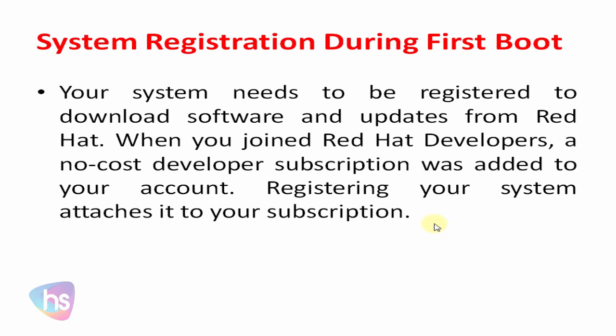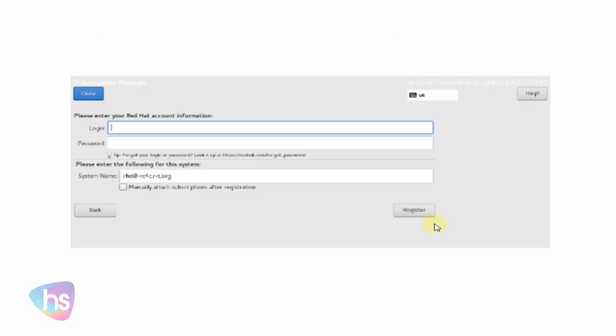Now system registration during the first boot. Your system needs to be registered to download software and to receive updates from the server. When you joined Red Hat Developers, a no-cost developer subscription was added to your account. Registering your system attaches it to your subscriptions. This is the window. You have to log in with your user ID and password, enter such details and click here to register.